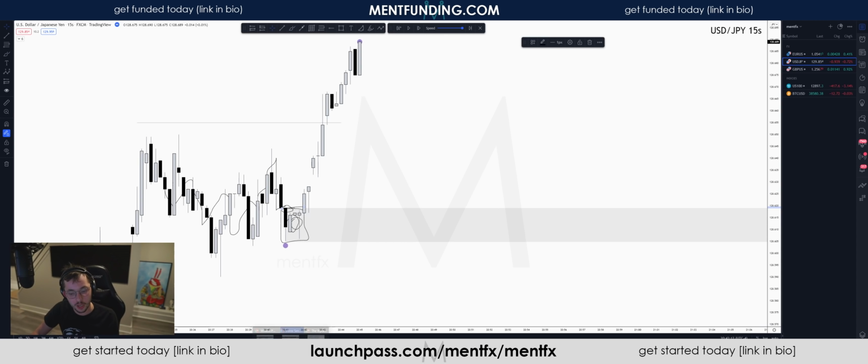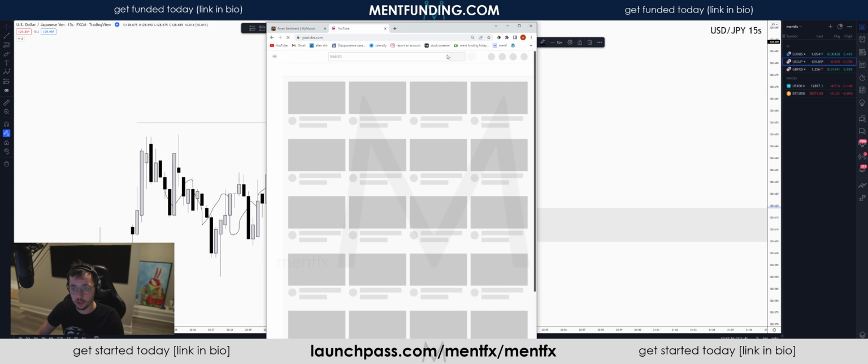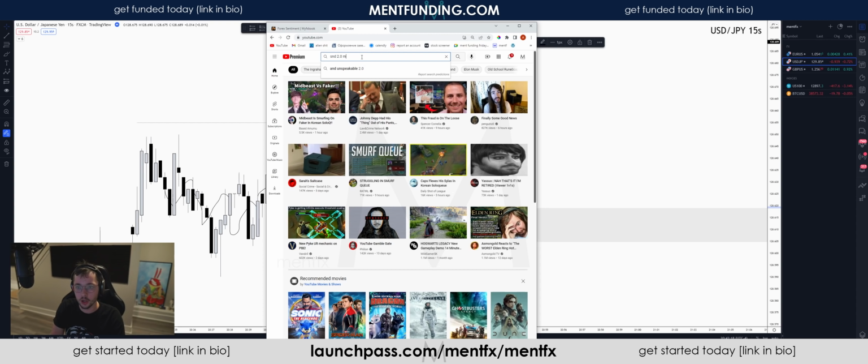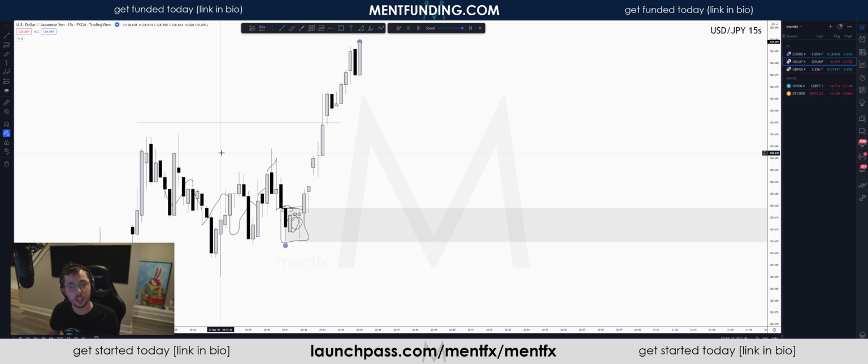So if you don't know what I'm talking about now, it might remind you, or you could just go like this and type in SND 2.0 mentfx. So when you hear me say things, right, I called it OB 2.0. Again, it's an SND 2.0, but you can use whatever terminology you want. Check out this video right here. So when you hear me say certain things and you don't know what they are, there is almost 100% guaranteed chance that I've shown it on my channel somewhere. So make sure you pause the video, type it in, and then look it up. But let's follow this movement. Think about what's occurring here.